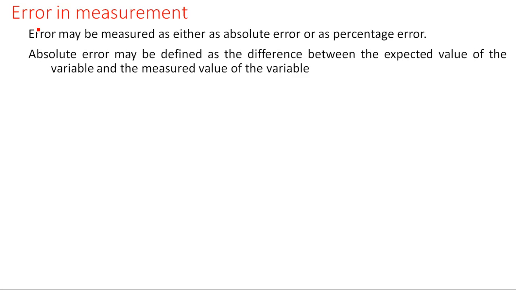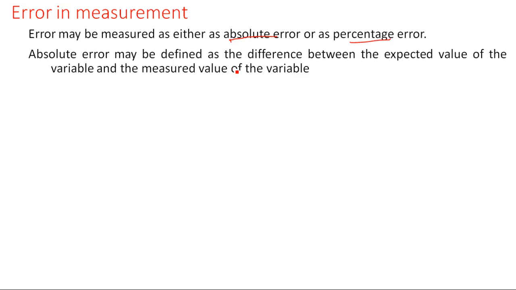So what do you mean by error? Basically, error is nothing but the deviation of the measured value from the original value, that means the expected value. In instruments, error is more commonly expressed as absolute error or percentage error.